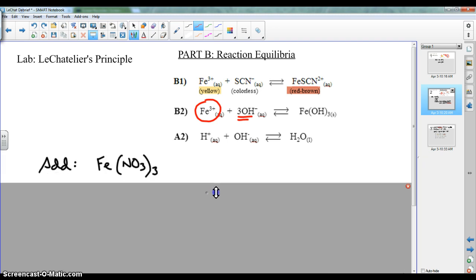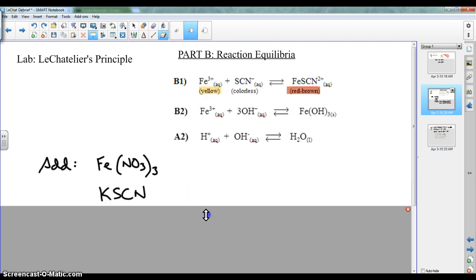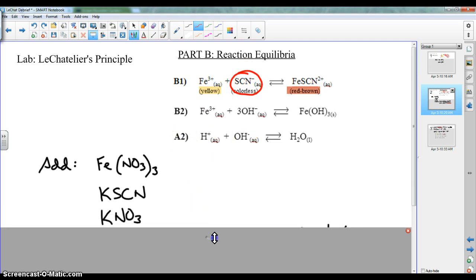So here's some things that we did in this lab. First is that we added iron 3 nitrate, and I think that's obvious. The effect here, if we add iron, the equilibrium will shift to compensate for that change. The other thing we also did, which should be obvious, is we added KSCN, potassium thiocyanate. We're increasing this ion in solution, so the equilibrium, again, will shift. The third one is a little tricky.